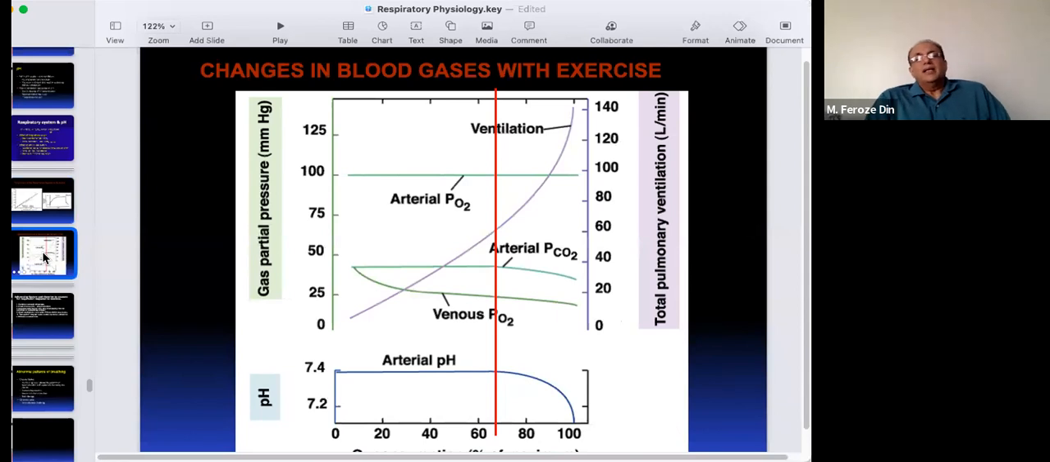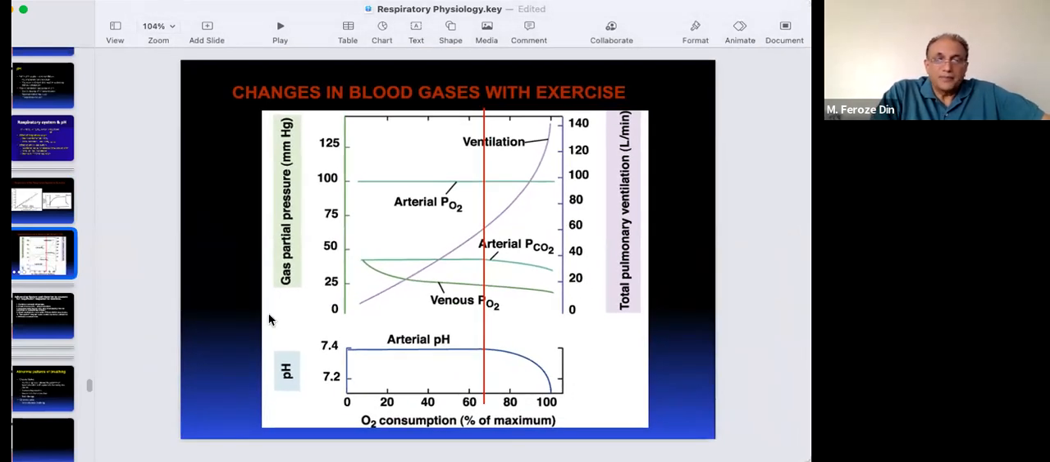This is also a very nice, interesting graph that during exercise, you see if this is exercise occurring, and we are looking at various parameters. You can see ventilation is steadily rising. So this is ventilation during the exercise. Look at the arterial oxygen.